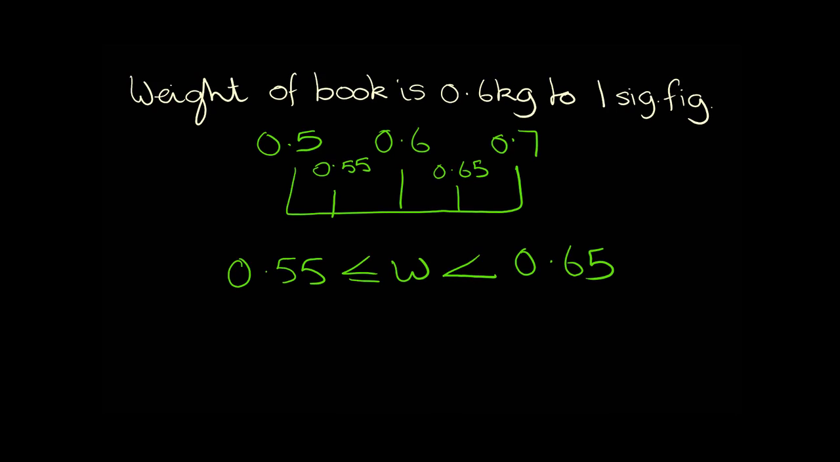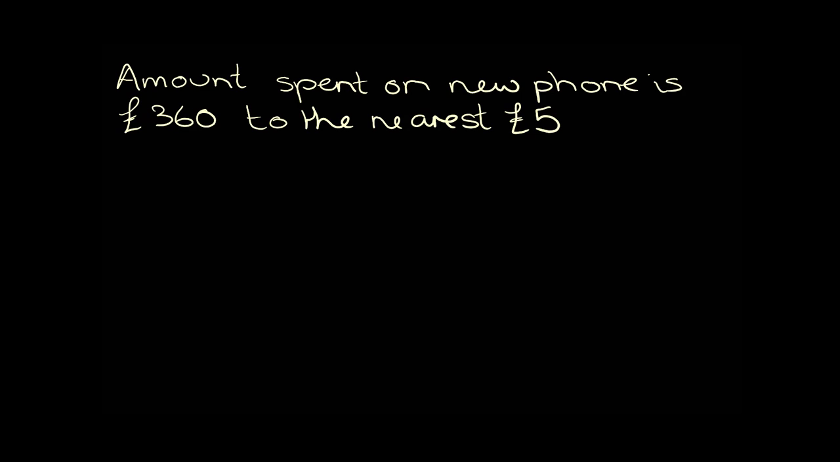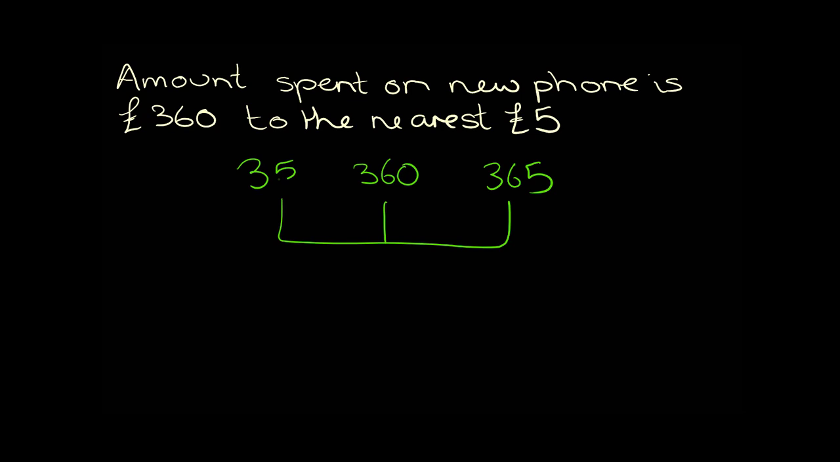Let's have a look at another example. So here, the amount spent on a new phone is £360 to the nearest £5. So we'll draw a little diagram again. Normally, we put the original number in the middle. Now this time it tells us it's been rounded to the nearest £5. So we're going to go up 5, so that will take us to 365, and we're going to go down 5 to 355. And then again, we just need to find those halfway marks.